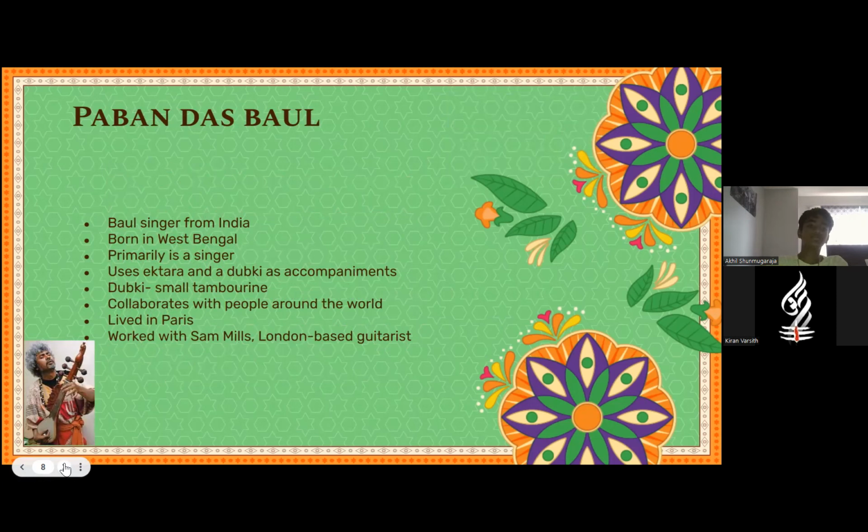And Paban Das Baul collaborates with famous musicians all around the world, and he in fact lived in Paris for most of his life. He worked with, for example, Sam Mills, who is a famous London-based guitarist, and together they created a fusion between the two different styles of music, which was one of the first times that ever happened, as this was around 25 years ago.